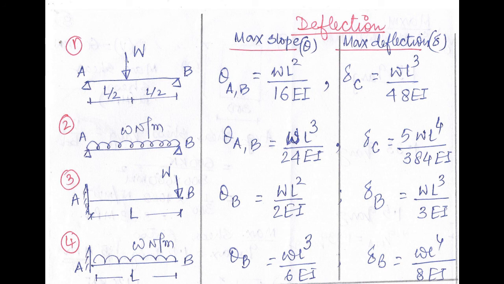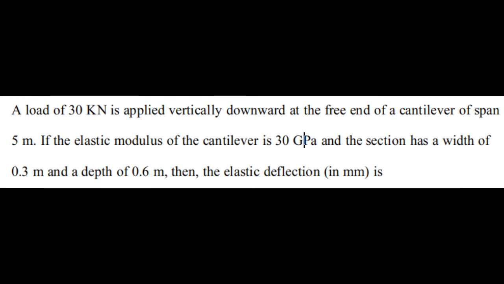Now I will discuss a past year GATE paper. A load of 30 kilonewton is applied vertically downward at the free end of a cantilever of span 5 meter. If the elastic modulus of the cantilever is 30 GPa and the section has a width of 0.3 meter and a depth of 0.6 meter, then the elastic deflection in millimeter is, we have to find it out. Let us see how to solve.